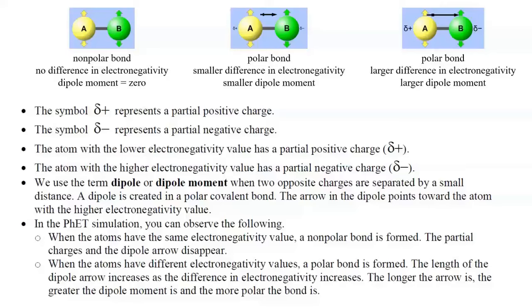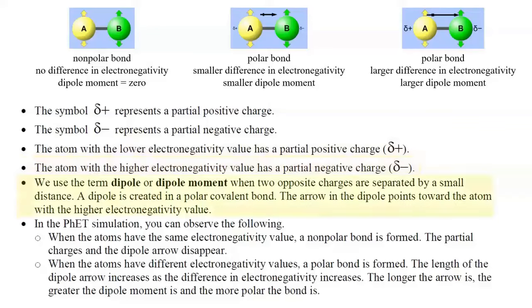Okay, so now I'd like to summarize the information that was presented in that PhET simulation for two atoms. The symbol delta plus represents a partial positive charge, and the symbol delta minus represents a partial negative charge. The atom with the lower electronegativity value has a partial positive charge, and the atom with the higher electronegativity value has a partial negative charge.